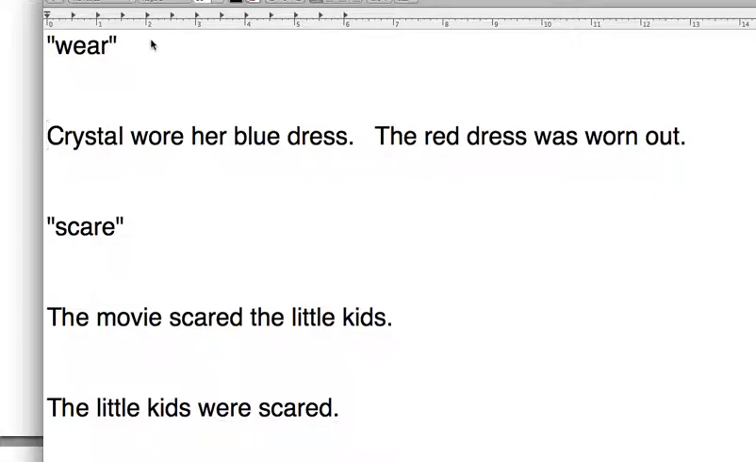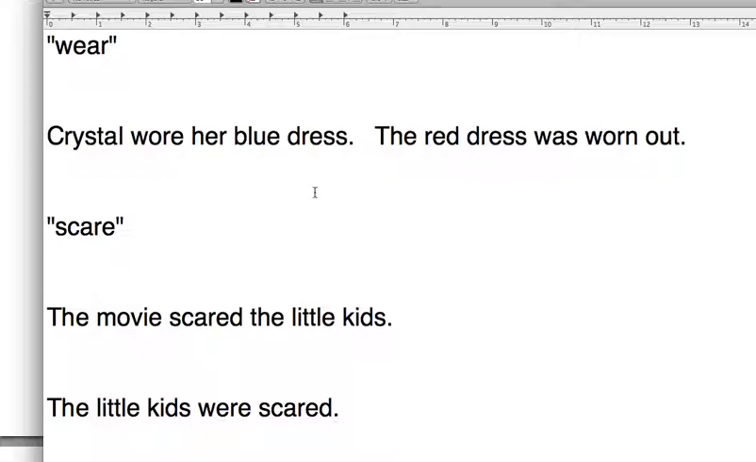So our first verb is wear. In one of these sentences, wore is what the subject is doing. And in the other, the form of wear is describing. See if you can tell the difference. Crystal wore her blue dress. The red dress was worn out.